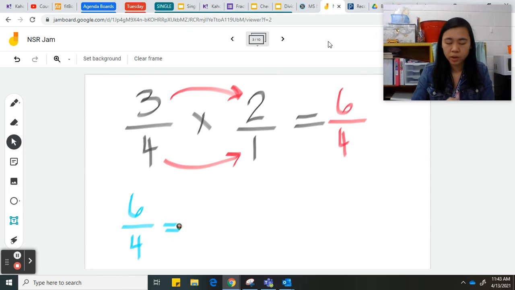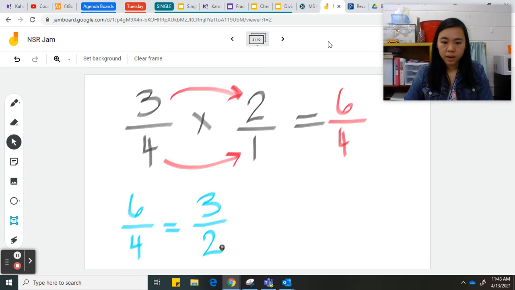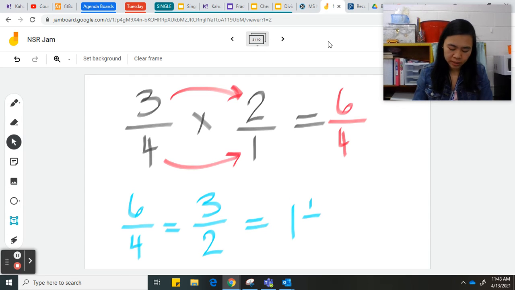They're both even, so I know that I can divide by 2. 6 divided by 2 is 3. 4 divided by 2 is 2. Okay, so this is my fraction in simplest form, but it is improper, so I can also rewrite it. How many times can 2 go into 3? 1 whole time, and then we need 1 more to make 3. Our denominator stays the same.